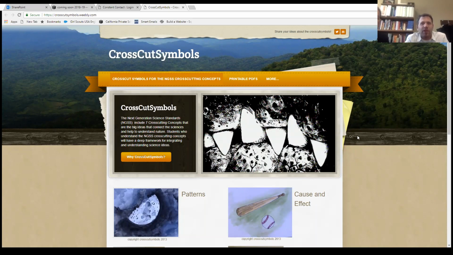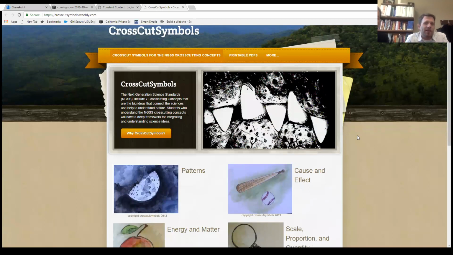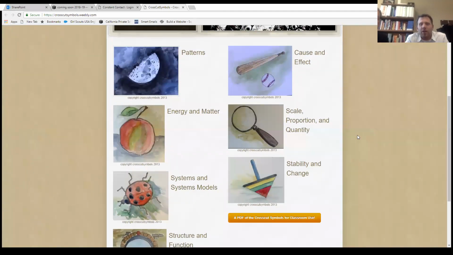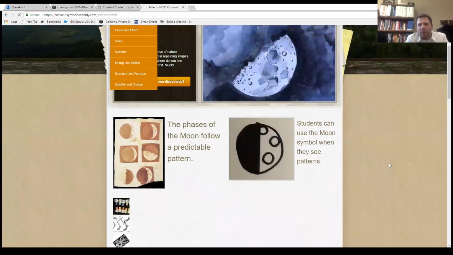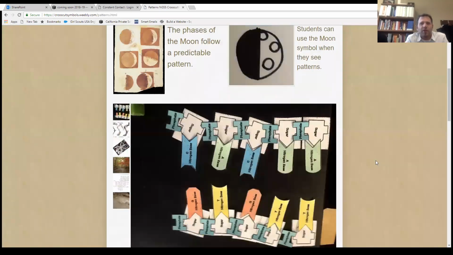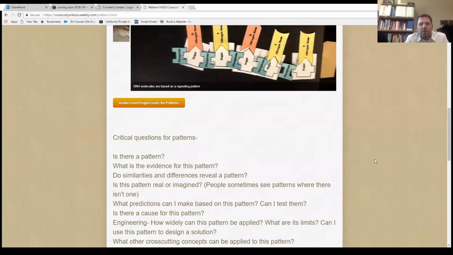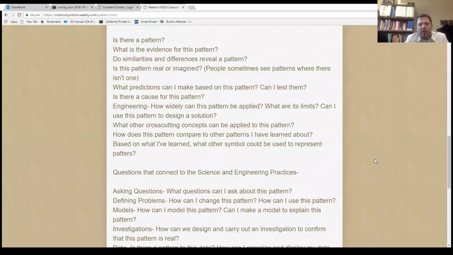This is a great site that has the 7 cross-cutting concepts. And if we were to click on one of those tiles, such as patterns, and open that up, we get an example of what patterns are. But if we keep scrolling down, we will eventually arrive at possible questions for investigating something based on patterns. Is there a pattern? What is the evidence for this pattern? Do similarities and differences reveal a pattern? So there's a number of questions here at this resource that correlate to the 7 cross-cutting concepts.